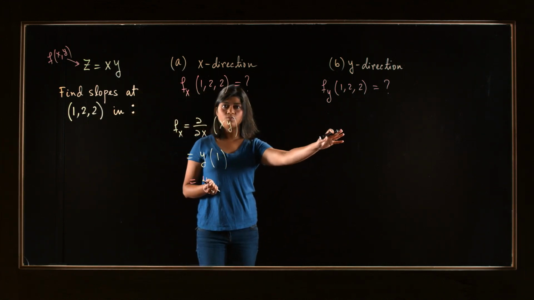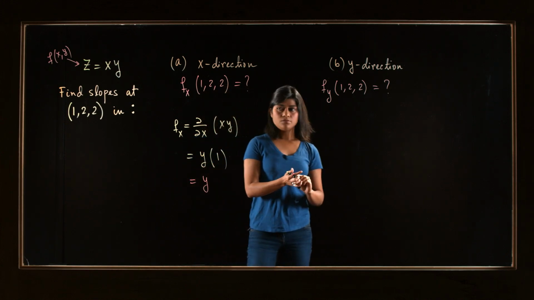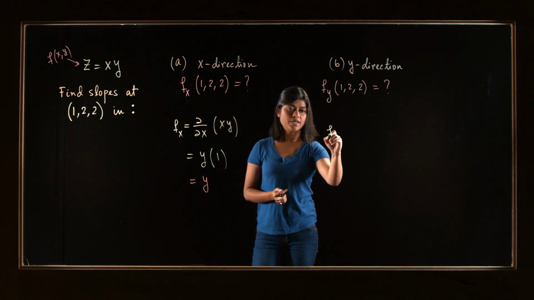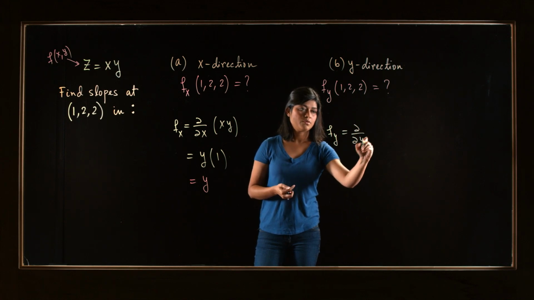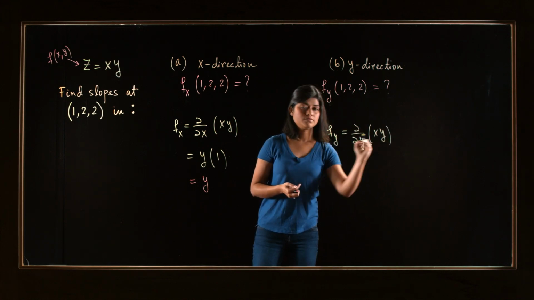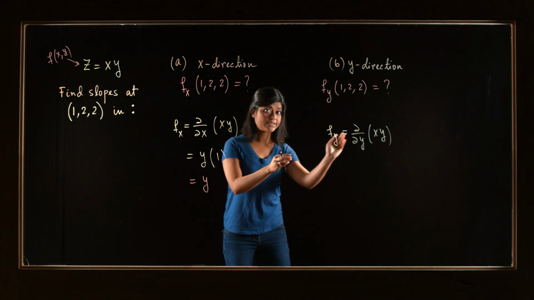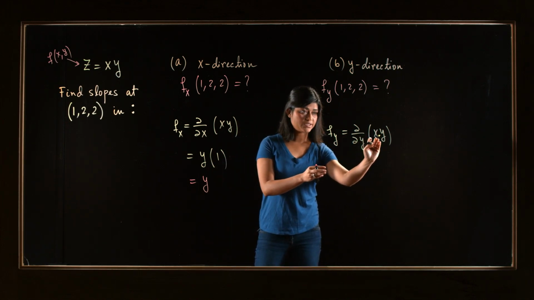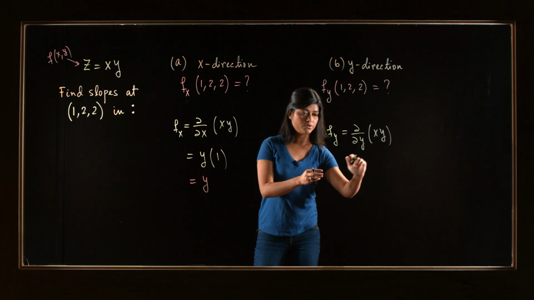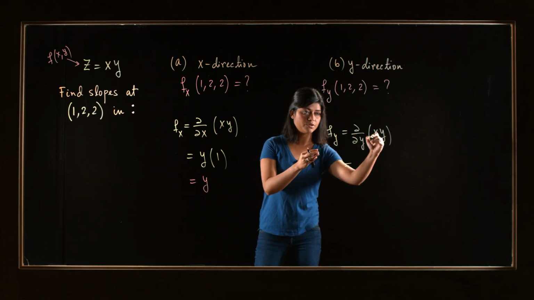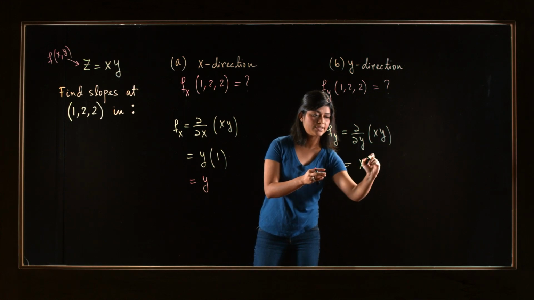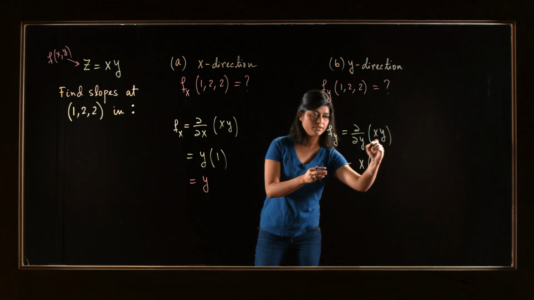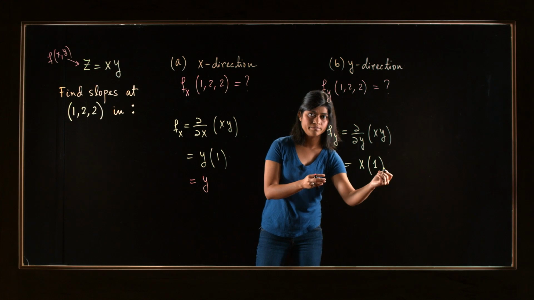Let's compute f_y as well. Again, now f_y, so partial with respect to y of x times y. Now here x is constant, right? X is constant, y is the variable. So how do you take the derivative? If you have a constant, keep the constant as it is and then take the derivative of y, which is 1 again. So this derivative is x.